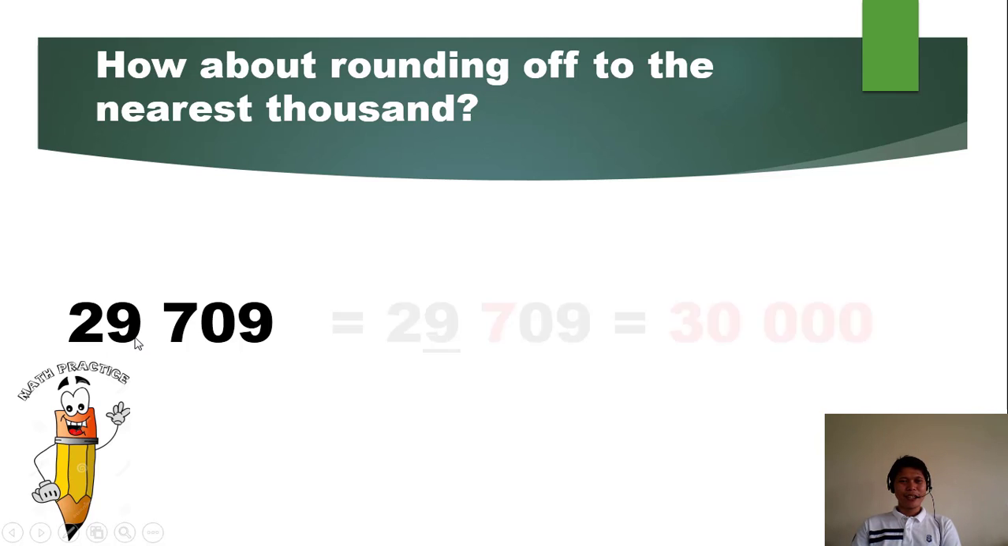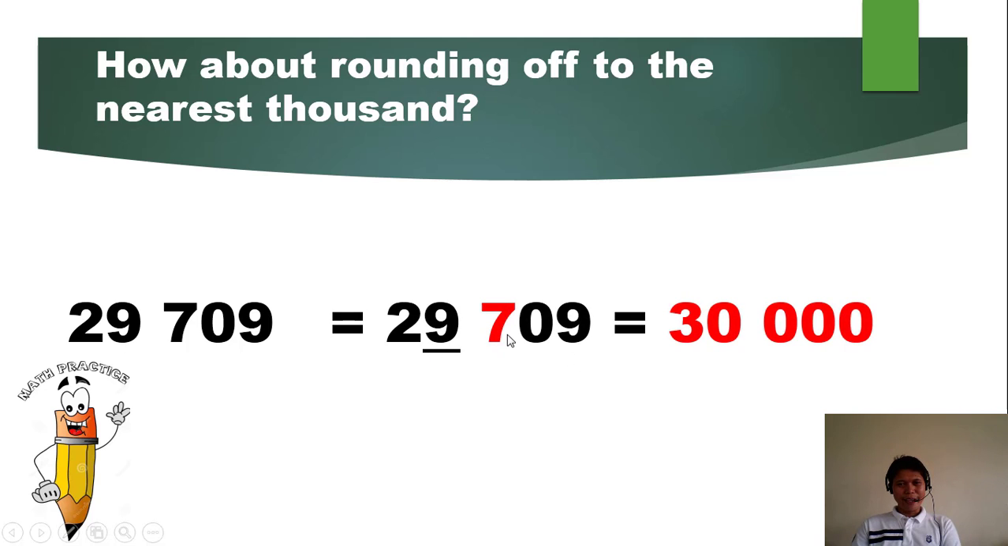Okay, so 9 and then 7. This is 7. So we add 1, since if you add 1 to 9, it becomes 10. Then we write 0 and then we add 1 to the 10,000s place. This becomes 3. So 3 and then this is 0. So 30,000.